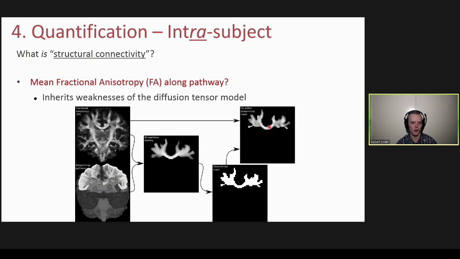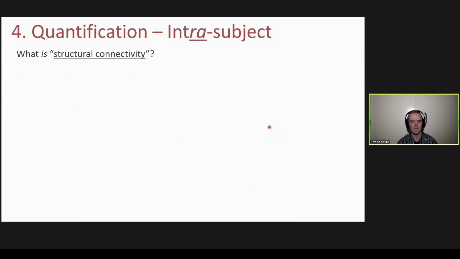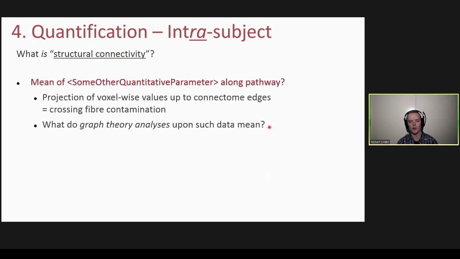One of the big issues with it is that all of the weaknesses that I described previously with respect to the diffusion tensor model failing to resolve crossing fibres, that limitation propagates up to the meaningfulness of the FA measure. You can also do the same type of quantification, but not using specifically the fractional anisotropy measure. You might use some other type of image-based quantitative measure.